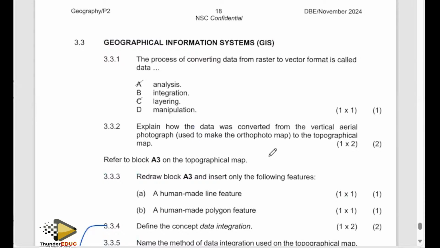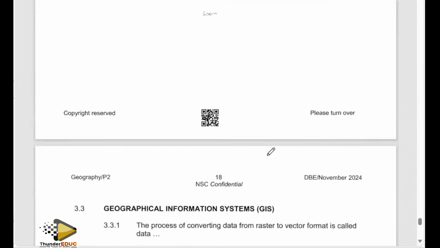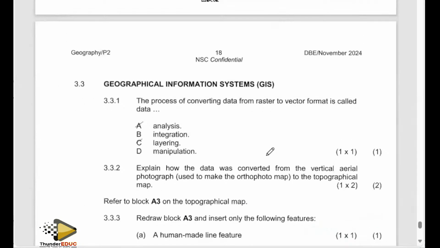Right, there's a question that I also want to emphasize. I think I skipped that question, question number 3.3.2, which was talking about converting vertical aerial photographs to orthophoto maps. Here it was saying explain how the data was converted. How the data is converted, we use what we call automatic terrain extraction. Or we can also use what we call manual digitization.